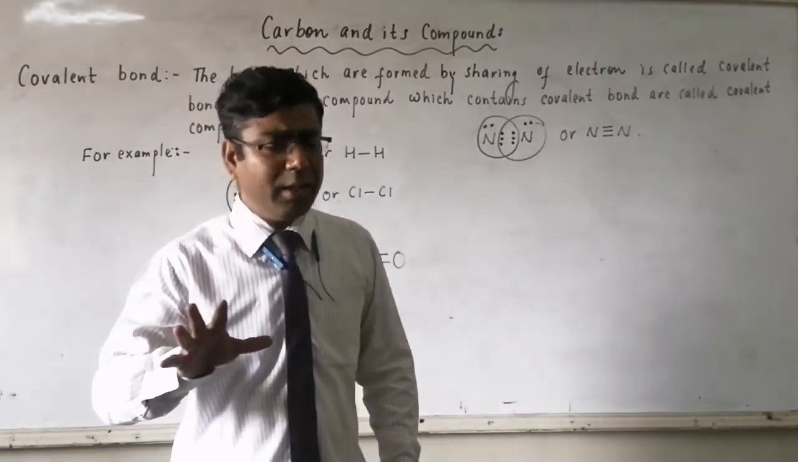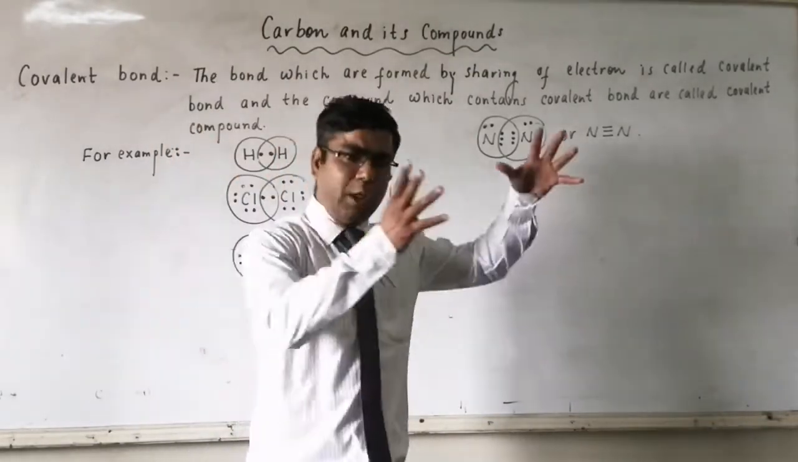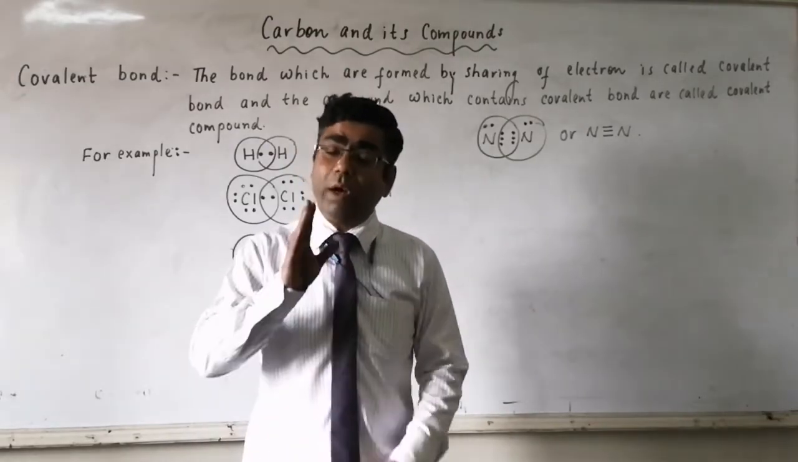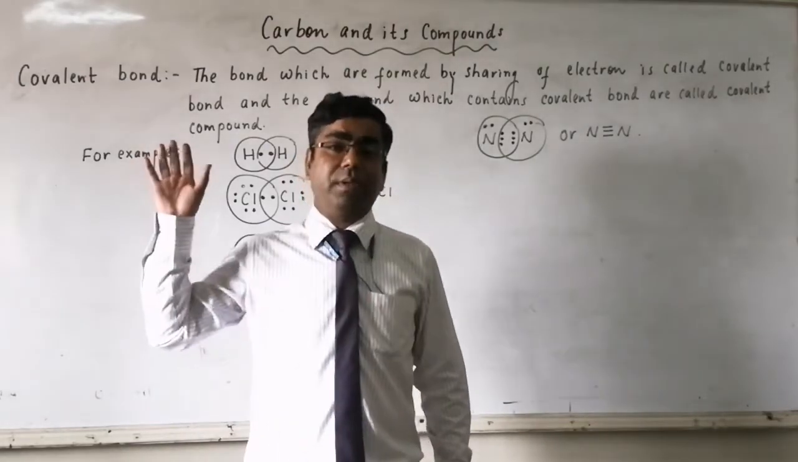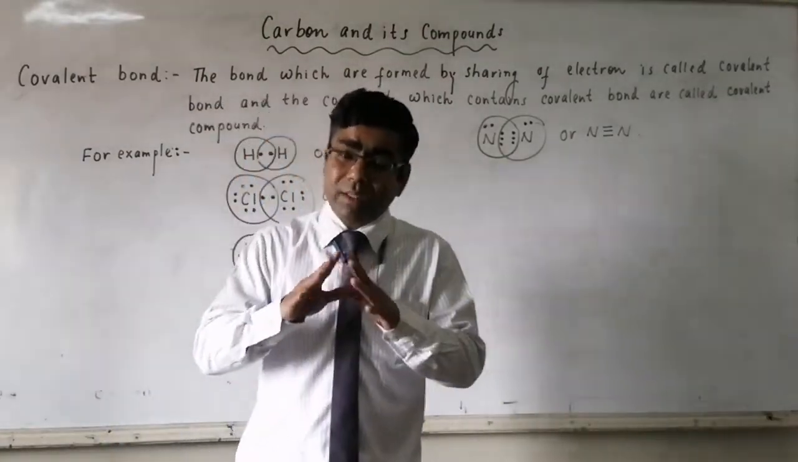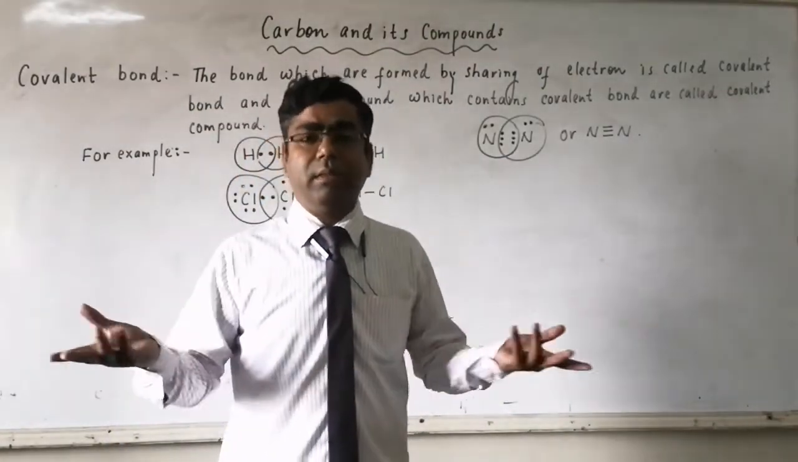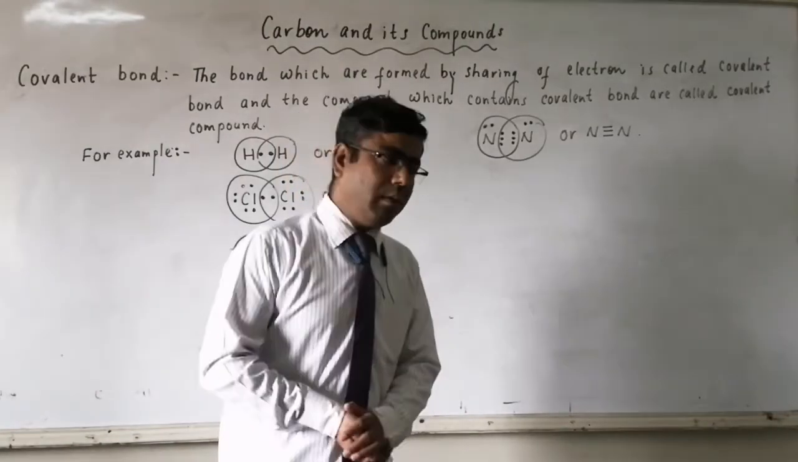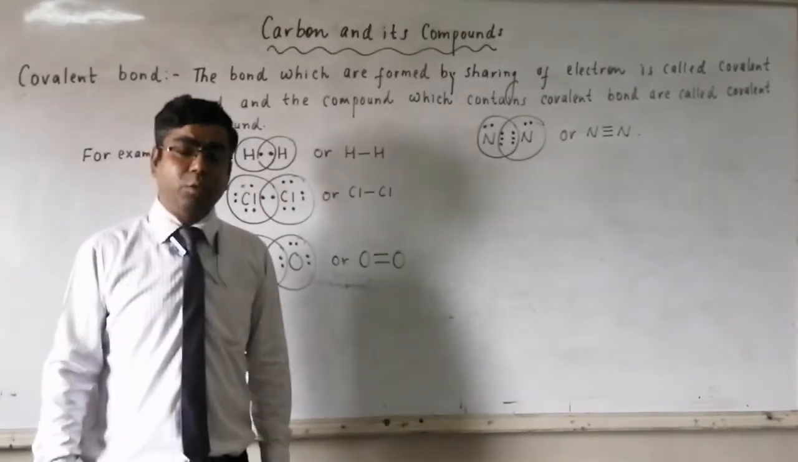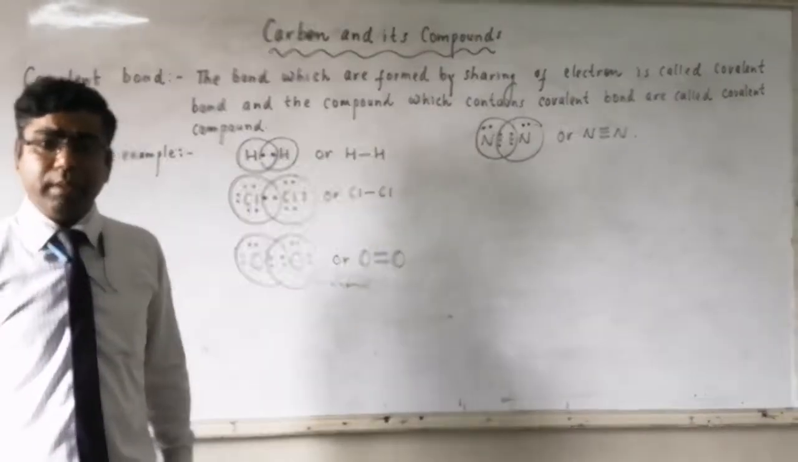So Cl is not stable, but Cl2 is stable. Reason? Because in the chlorine atom, the octet of chlorine is not complete. But in the Cl2 molecule, the octet of both the chlorine atoms is complete. That's why Cl2 is stable. Again, we will be having a single bond, or single covalent bond, between the chlorine atoms in the chlorine molecule.